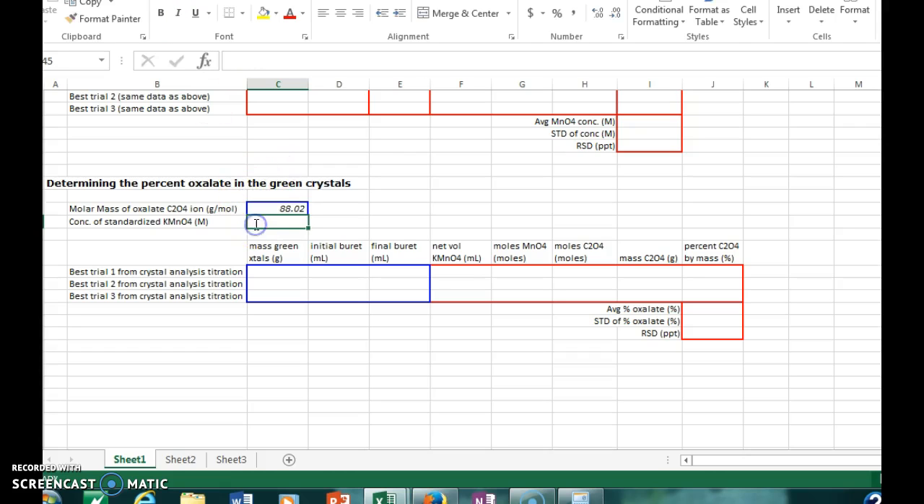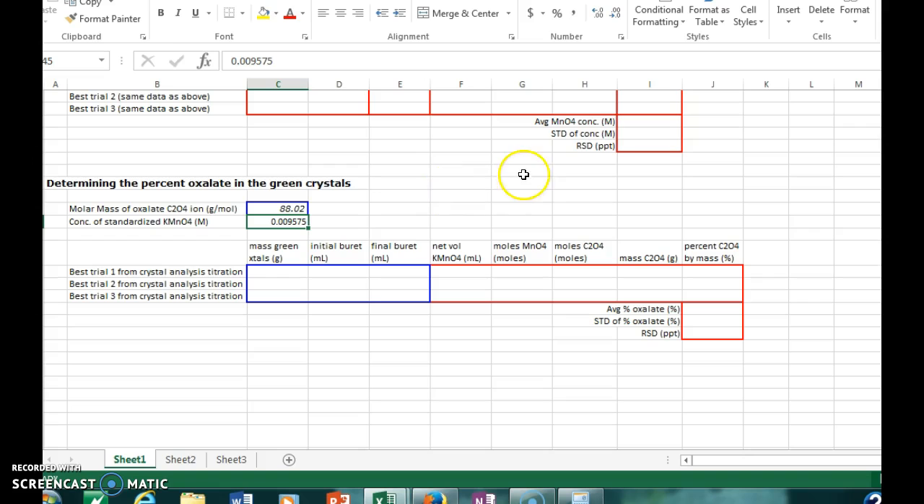And then the concentration of the standardized KMnO4 depends on what bottle you used. I'm just going to plug in a number here. It may or may not match what you had. And so you've got these two. Now this is red. I know that this is red.